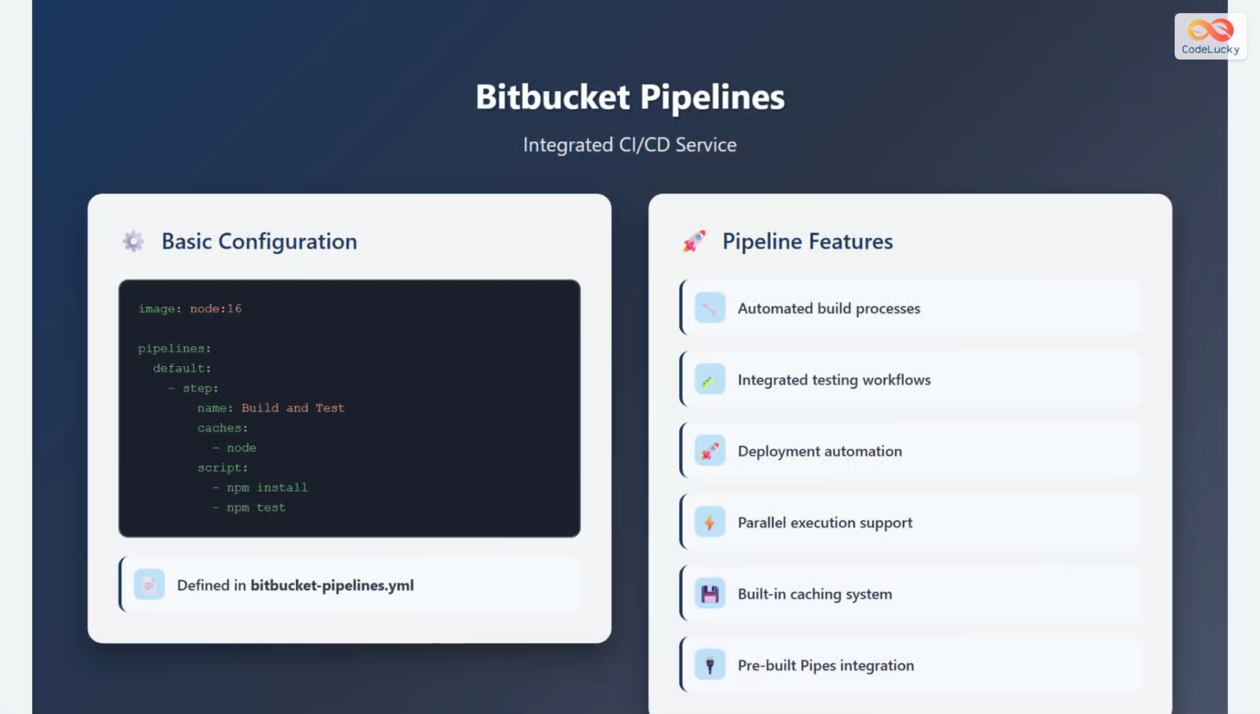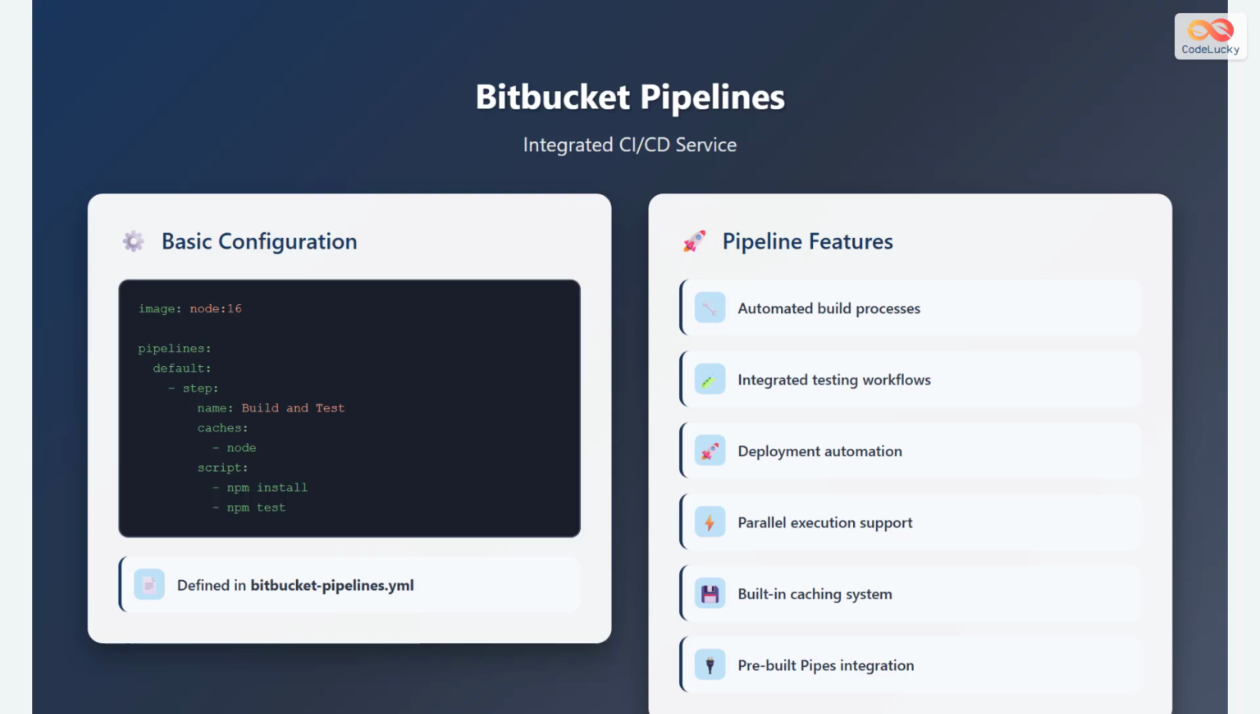Bitbucket Pipelines is the integrated continuous integration and continuous deployment service that frequently comes up in DevOps interviews. Pipelines are defined using a configuration file called bitbucket-pipelines.yaml that lives in your repository root. This file specifies the build environment, dependencies, and steps needed to build, test, and deploy your application. The basic configuration typically includes specifying a Docker image for the build environment, defining caches to speed up builds by storing dependencies, and writing scripts that install dependencies and run tests.